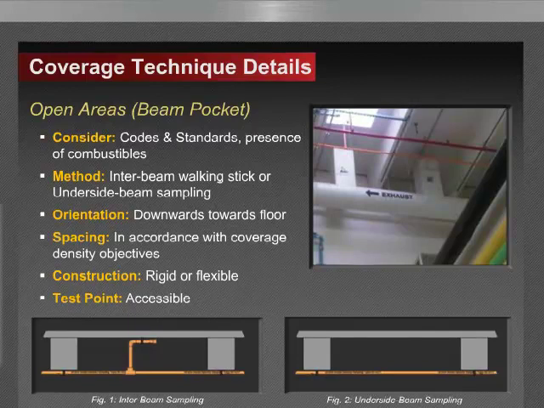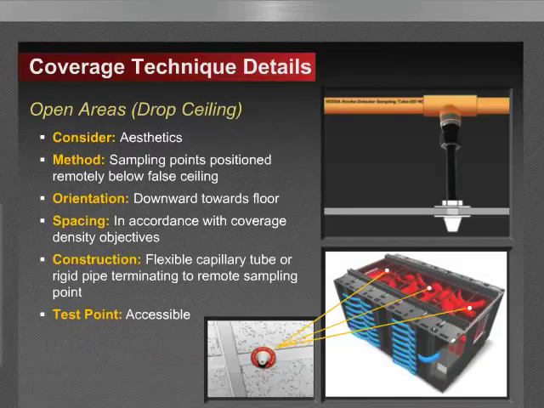And then, again, as another configuration for open area, we may have to deal with false ceilings for aesthetic purposes, and that is a common practice to install the pipe network of an aspirated detection system in the ceiling void with capillary tubes suspended through the ceiling tiles and into the room at locations and spacing, again, determined by the coverage and density objectives. So this is primarily so we don't see the piping below the ceiling. All we see is the remote sampling ports below the ceiling.